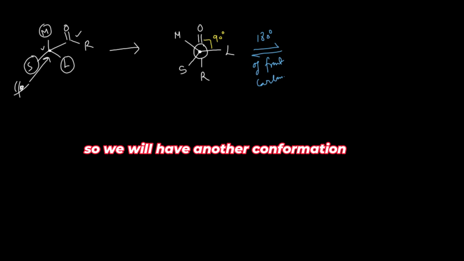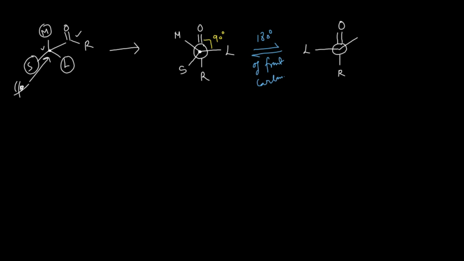So how that conformer will look like. First of all, I am drawing this carbonyl group and the R, because I have fixed the position of this one and only rotating the front carbon. Okay. So what will happen? This will come here. So this is where the large group. This will go up. This is where the smaller group, and this will come down. This is where the medium group.